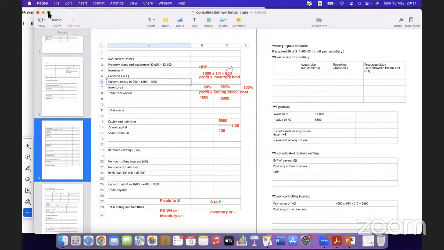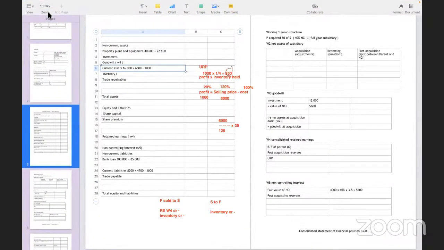Like you asked me, URP is always calculated for the inventory that's left, the inventory that's remaining. So that's how we always calculate URP on the inventory that is remaining. The total profit was 1,000, but 1/4 is remaining, so 1/4 will become the URP.